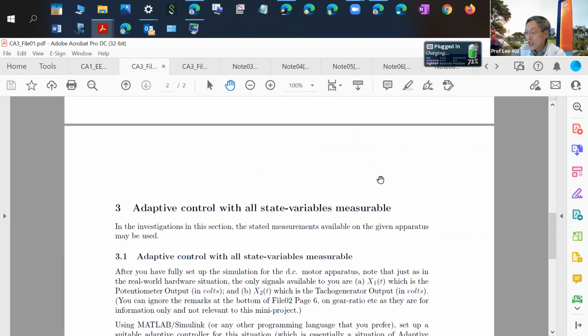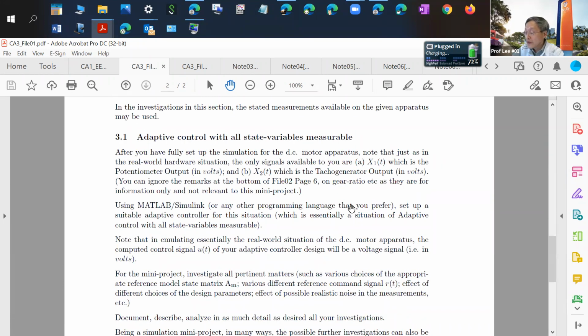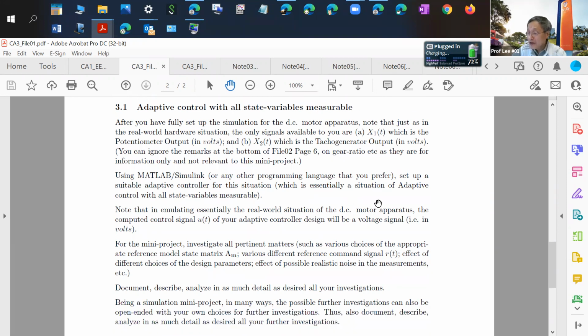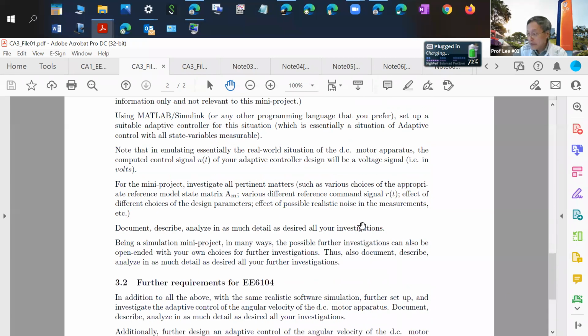So essentially, even in a simulation, you're just working with voltages. Then go ahead and do the adaptive control. This is adaptive control with full state variable measurable. Set this up in Simulink now, of course, because it's simulation. But if you want, you can also program it in C, that's fine. Any simulation language. So go and do that. And for 5104, you explore this in detail, and then describe that in detail to me in your project report.